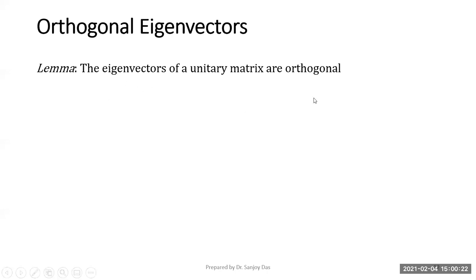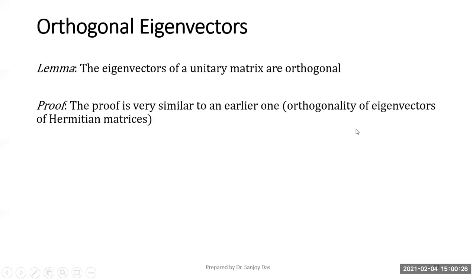Next, the eigenvectors of a unitary matrix are orthogonal. Now, this proof is very similar to one of the things that we did for symmetric matrices. So you should be able to do this proof on your own. Try it out.